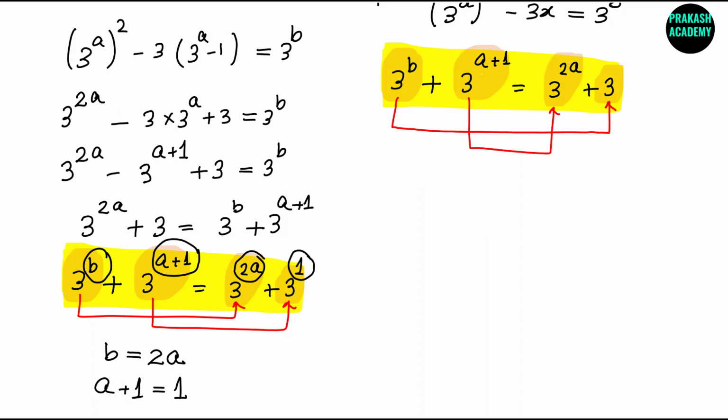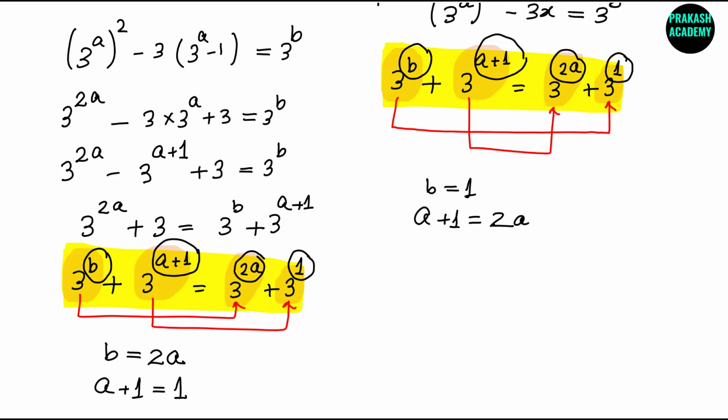Now if you consider this situation, b and here I have 1, so b is equal to 1. So this will give me b is equal to 1. Now here I have a plus 1 and here I have 2a. So I will have a plus 1 is equal to 2a. So in this case, the solution will be b is equal to 1 and a is equal to also 1. So this is the final solution in this case.